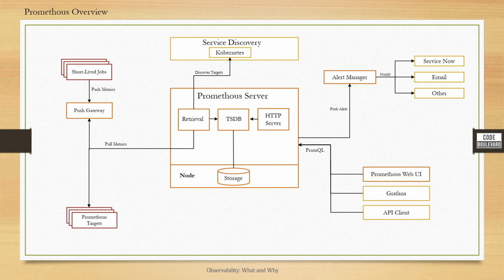And the last part here, we can expose our metrics through the HTTP server to the outside with the help of the Prometheus query language. Here you can see Prometheus itself has a UI in case you want to show your metrics in the UI, or you can connect your Grafana endpoint to the Prometheus server, and with the help of the query language you can easily query your specific metrics from the Prometheus server. Also, you can expose your metrics to any other API client that you want.